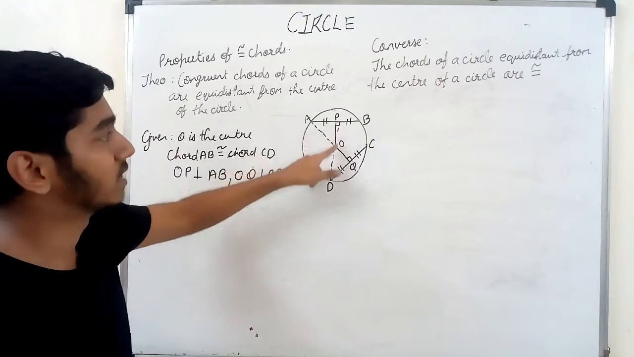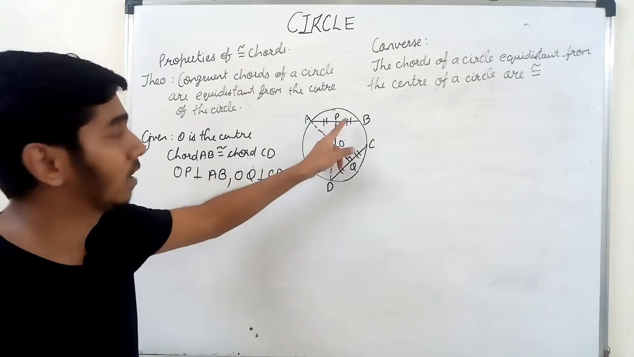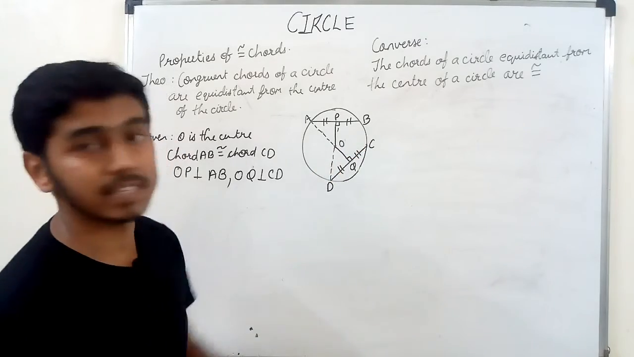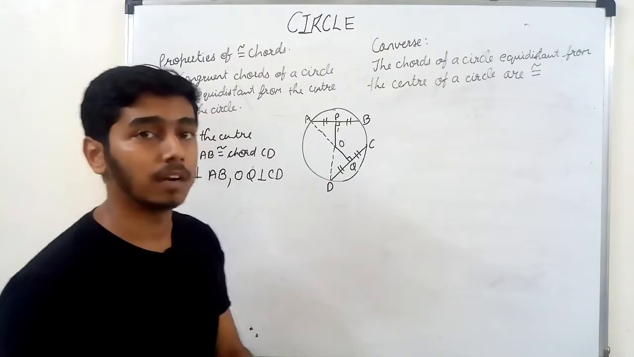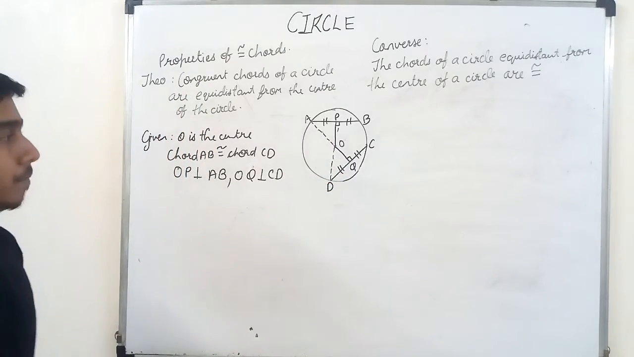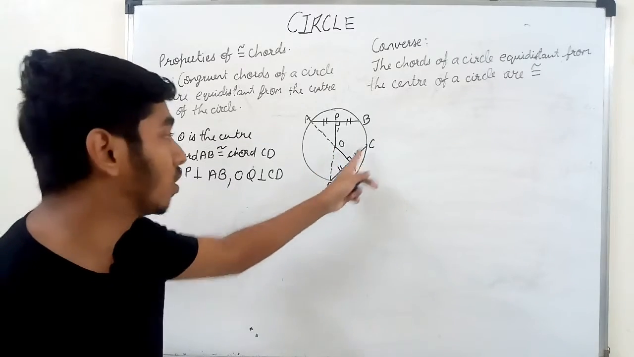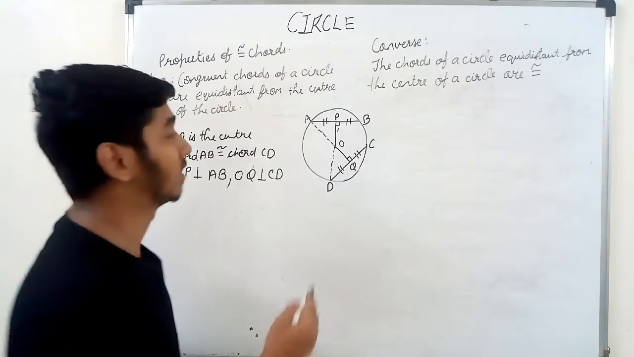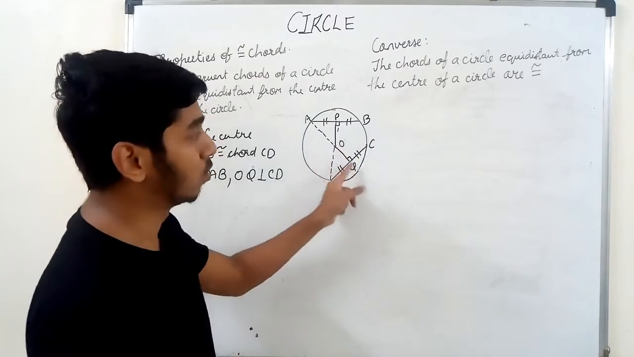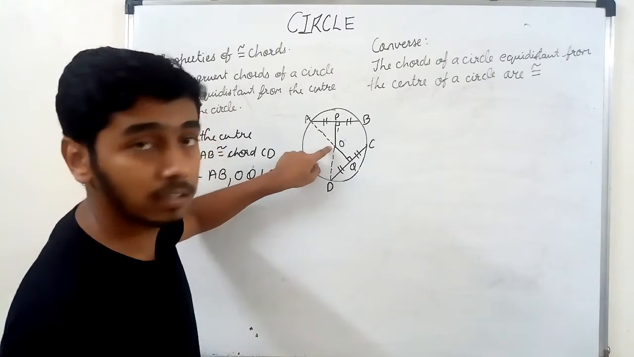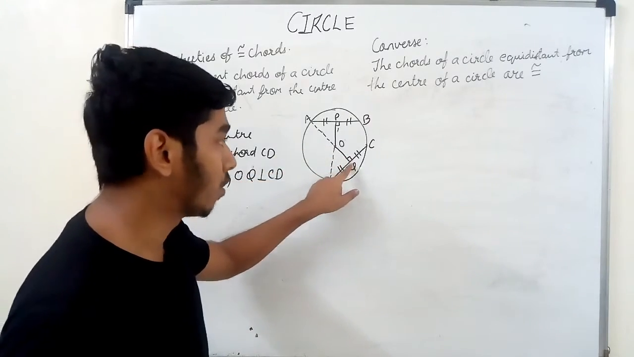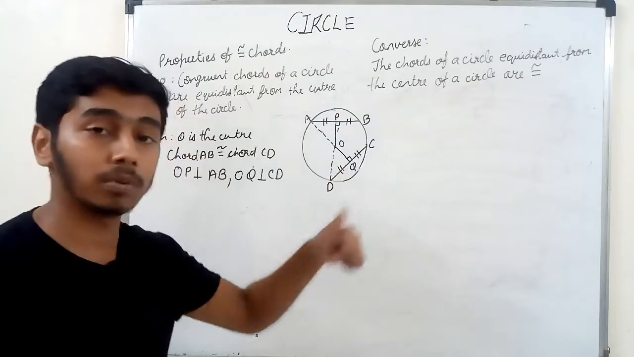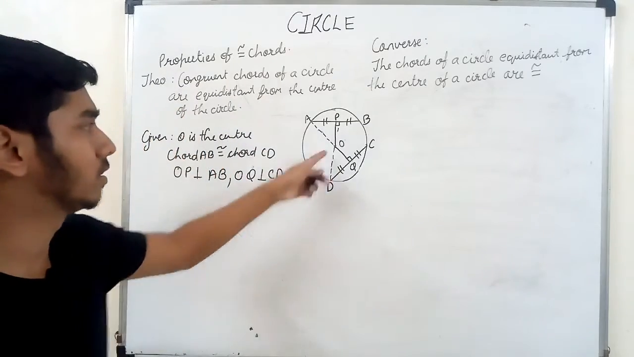Therefore, if OP is perpendicular, AP is equal to BP, and if OQ is perpendicular on chord CD, then DQ is equal to QC. That is the previous theorem which we did. It is based on that: if a perpendicular is drawn on the chord from the center, then it bisects the chord. I hope you can check the previous video on this.